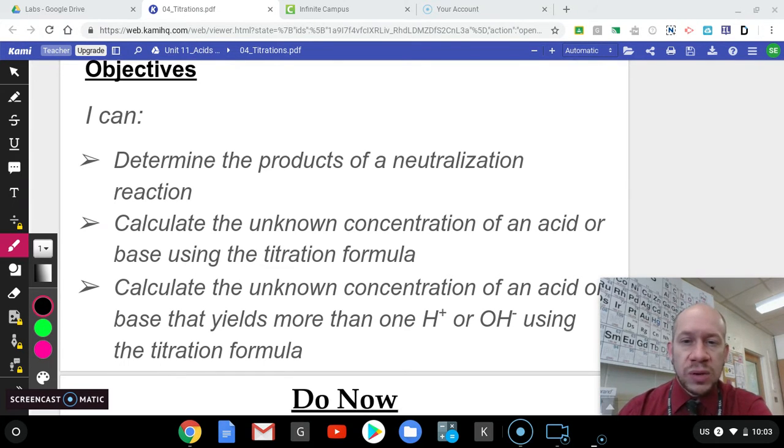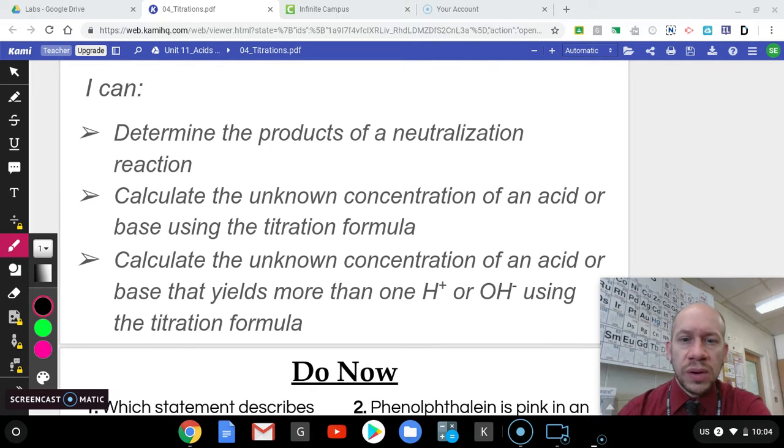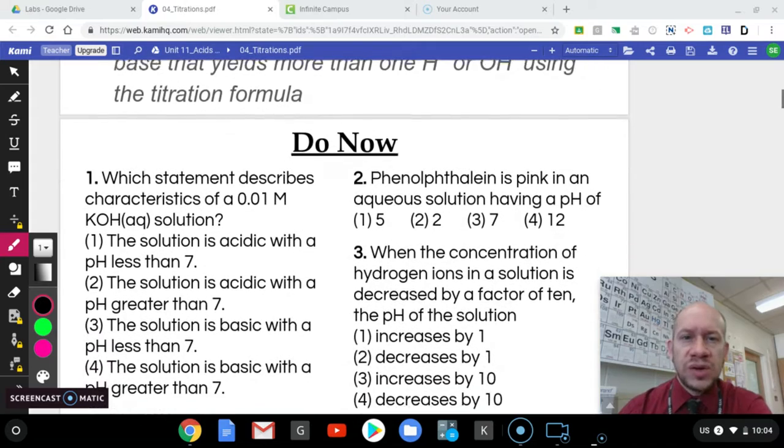I can calculate the unknown concentration of an acid or base that yields more than one hydrogen ion or hydroxide ion using the titration formula. Do now.